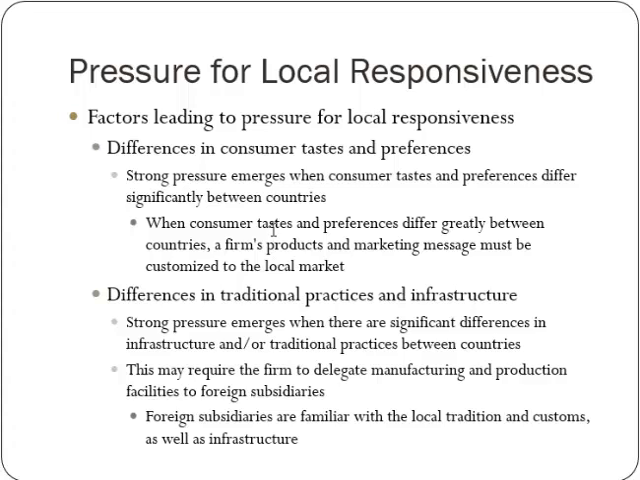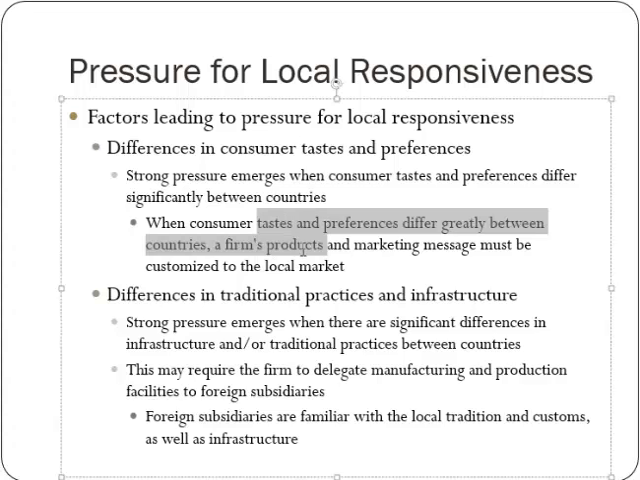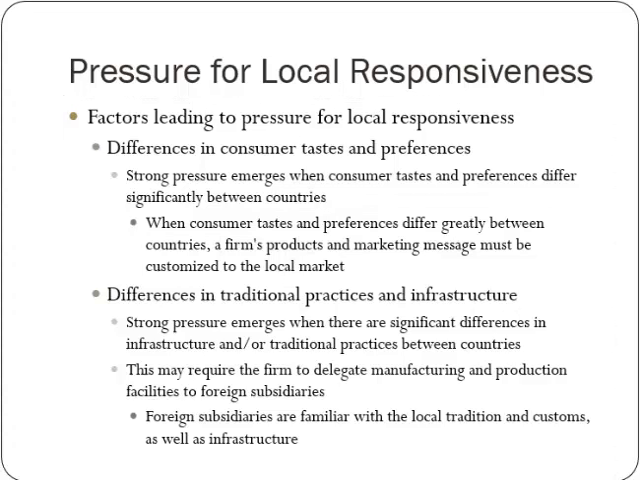When consumer tastes differ greatly between countries, then your marketing message has to be customized toward a local market. If you are in a country that values luxury, well, you might want to say that your product is luxurious. If you're in a country that values practicality, say that it's practical. If you're in a country that values savings, then say that your product is nice and thrifty and saves money.